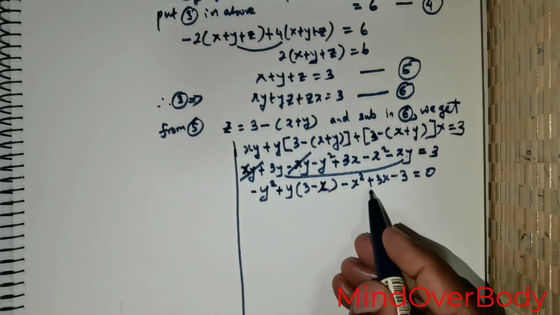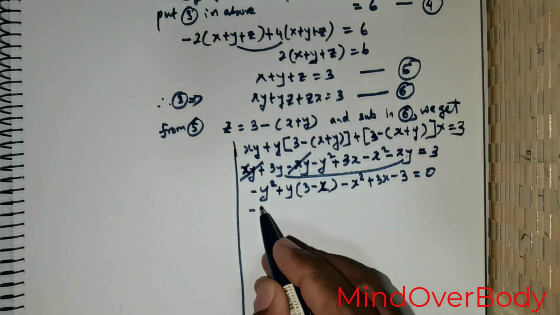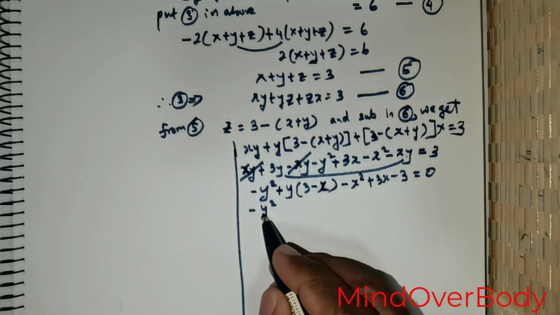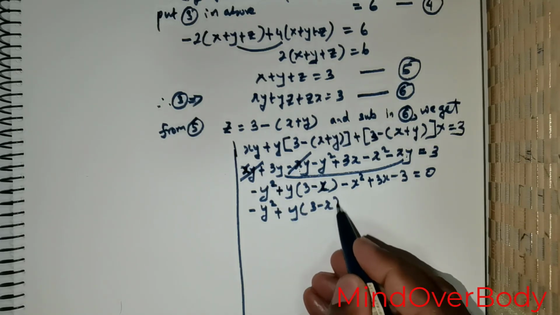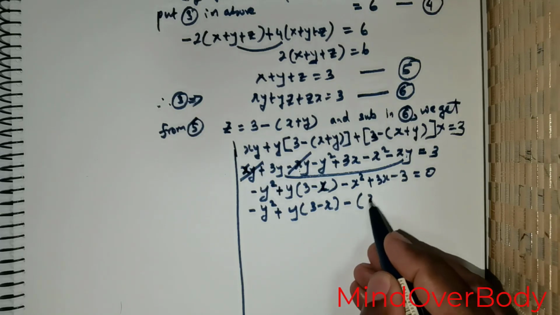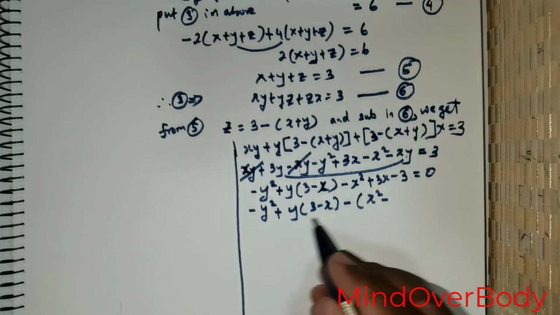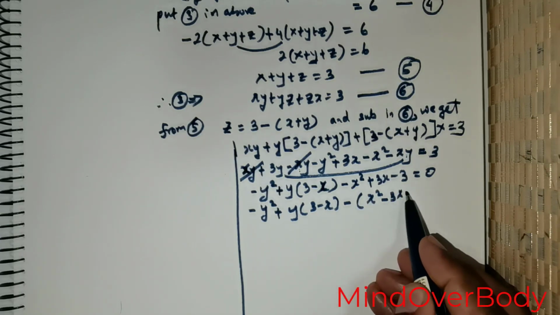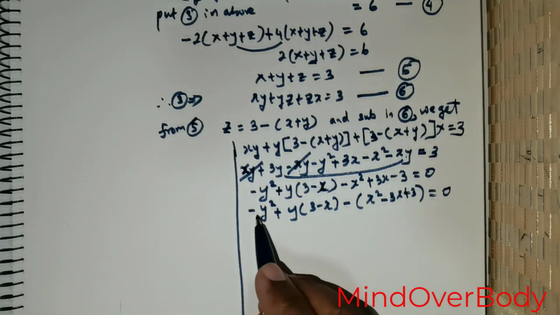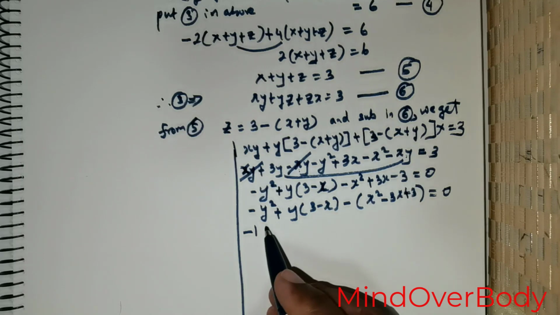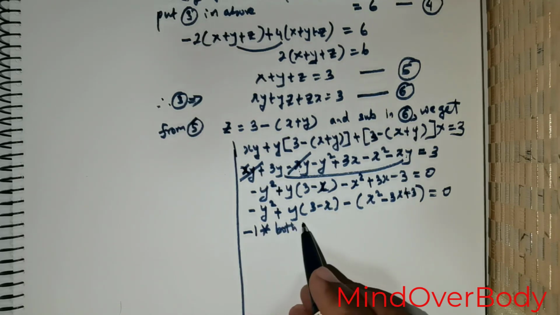Now before I proceed, let me place in one more step. So this is negative y squared plus y times (3 minus x), and this is negative x squared. I'm taking the negative sign out, so negative 3x plus 3 is equal to 0. Now I want to remove this negative sign, so I'm multiplying by negative 1 on both sides.